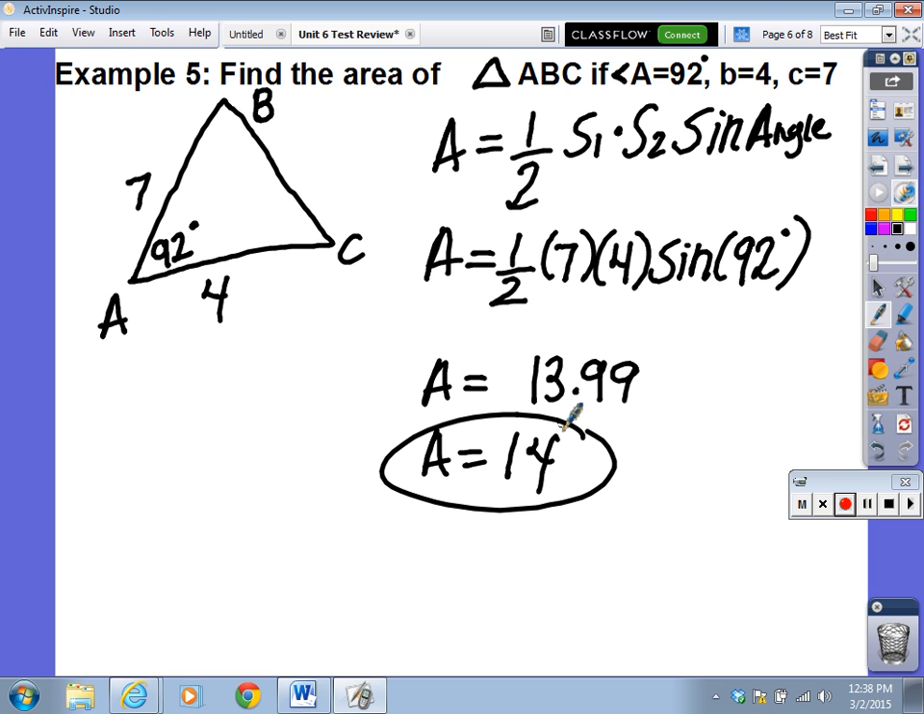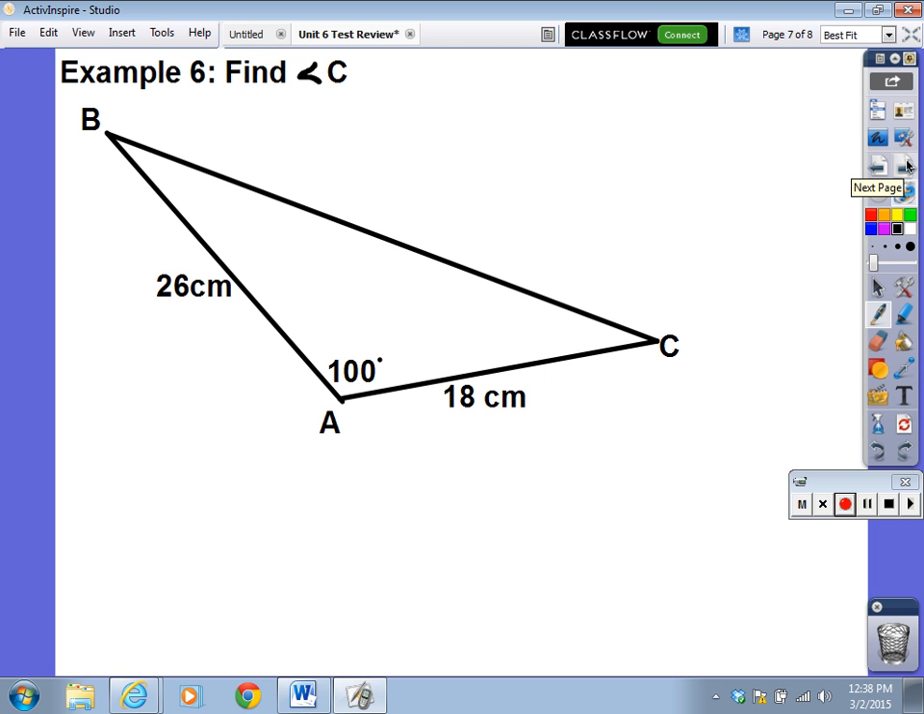Okay. So one last final example, then you'll have the rest of the time to work. So this one, it says find angle C. So once again, it says find angle C. Remember that we'll always try to start out by seeing if we can use the law of sines, because the law of sines is a lot easier than the law of cosines, but there's going to be times when we can't. So we're trying to find this angle right here.